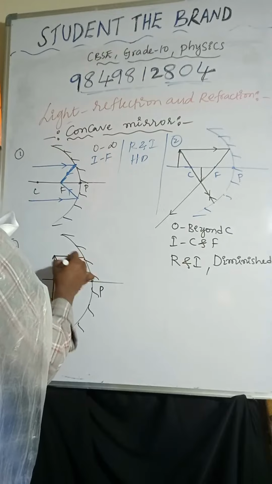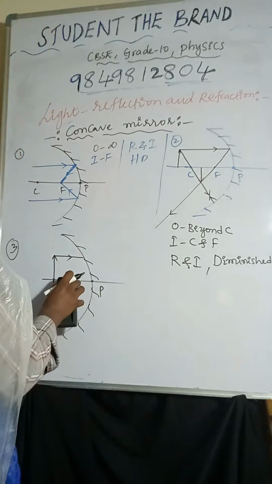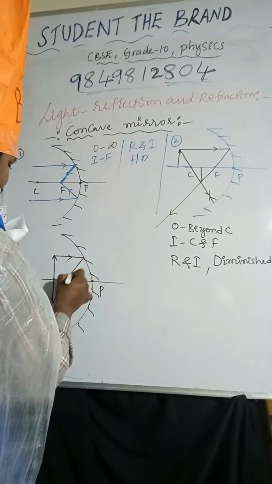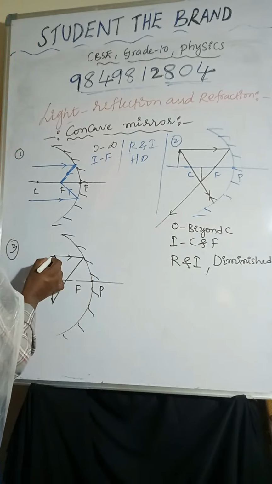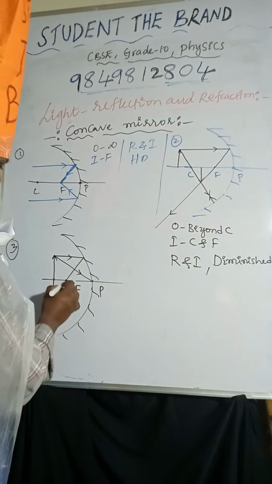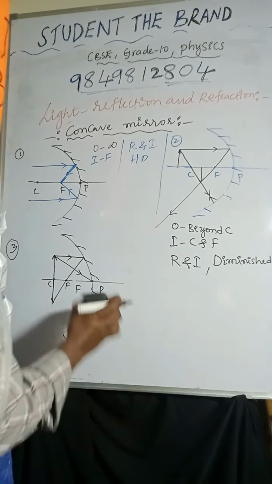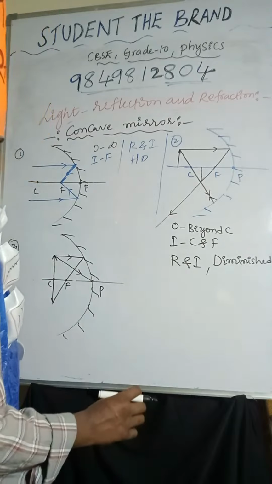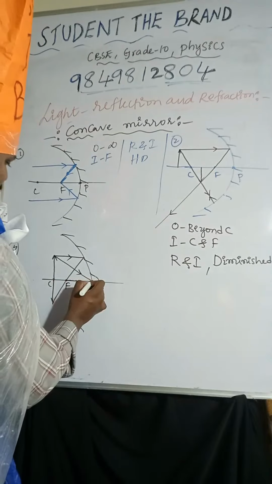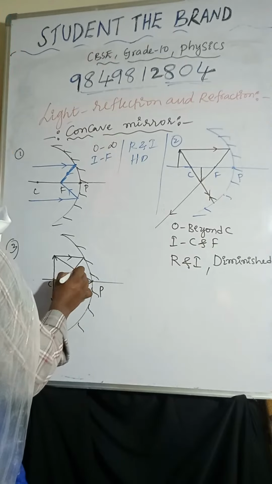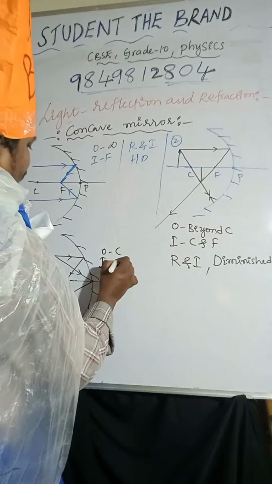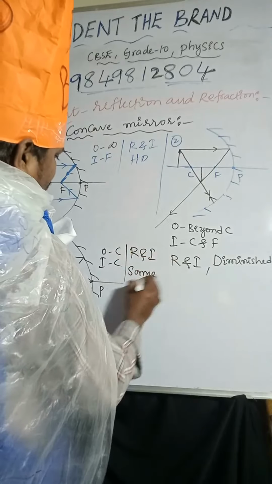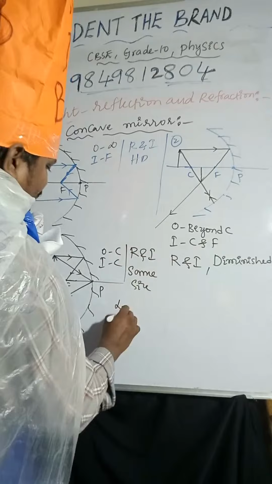One light ray I am taking like this. It passes through focus. Another light ray incident at the pole. Object is at C, image also will form at C. Nature of the image is real and inverted. Size of the image is the same size. Okay, coming to the fourth one.